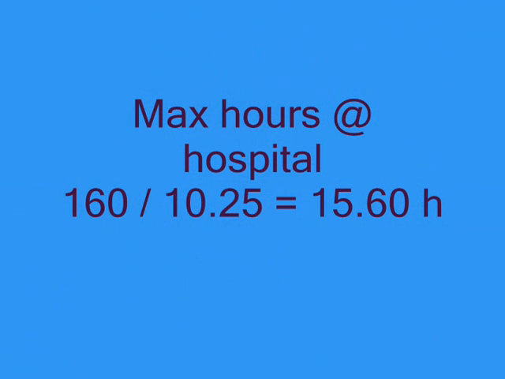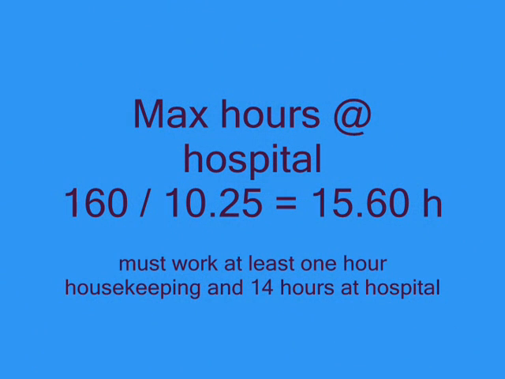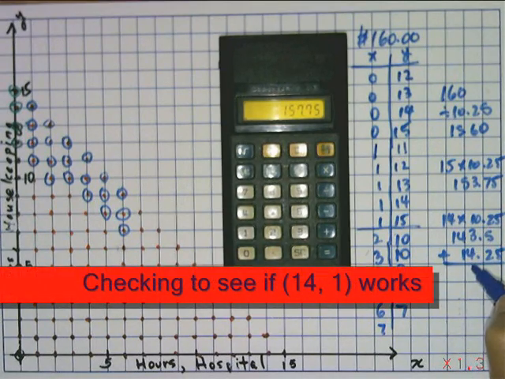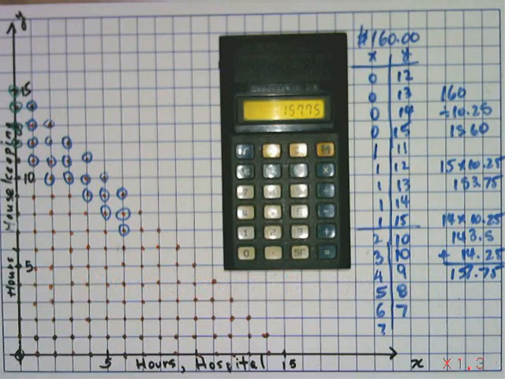I'm going to try to complete the table working from the other direction. What would be the number of hours that she could work at the hospital to earn $160? So I've divided it, and you can see that she would need to work over 15 hours, but that's not possible. Here I'm checking to see what 14 hours at the hospital and 1 hour with her mom comes out to.